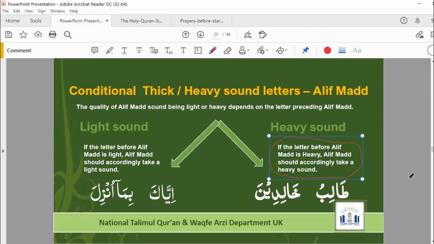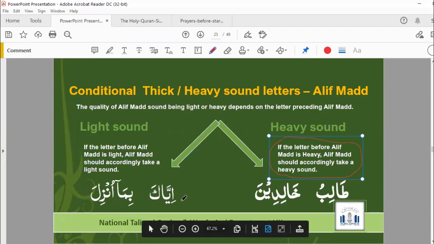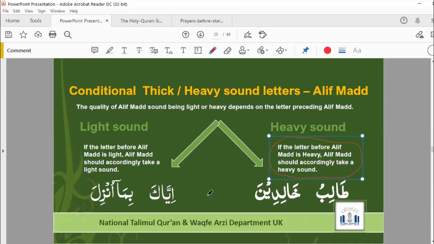So in this example, is it because ma is light? Yes. Ma is a light letter. Therefore, because ma, the preceding letter, is light, it will be bima unzila. And then iyaka. Again, because the ya is a light letter, the alif, because the preceding letter is light, takes a light sound. Brilliant. Thank you very much.